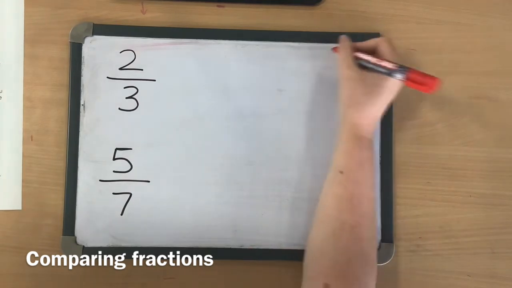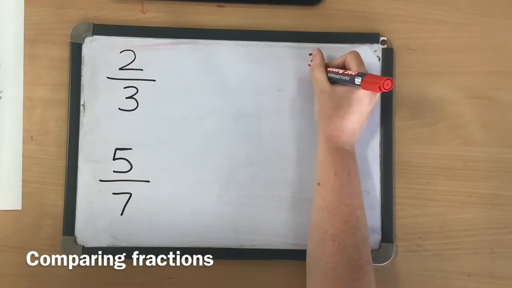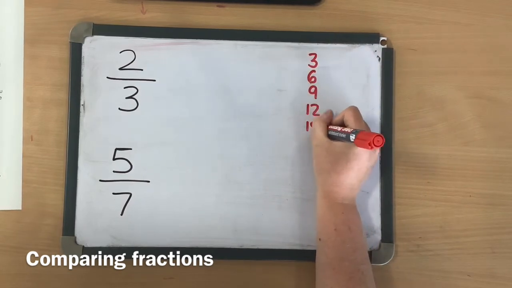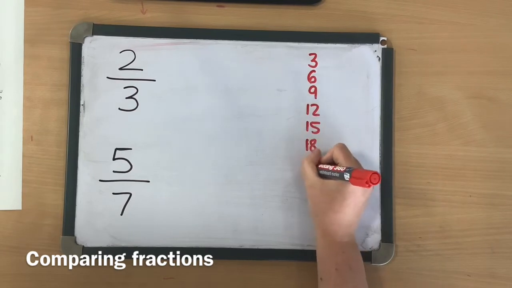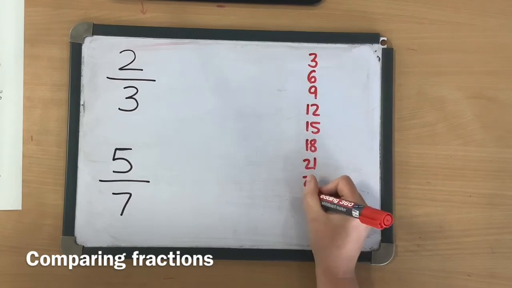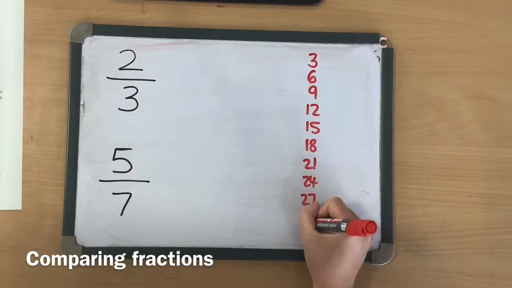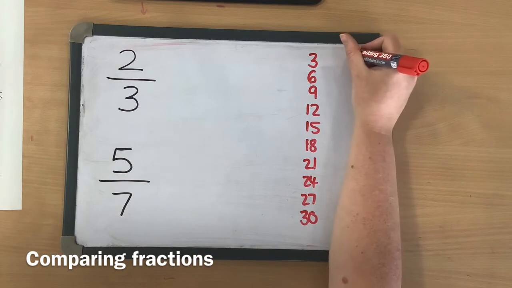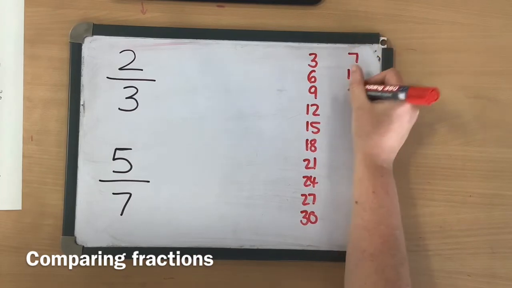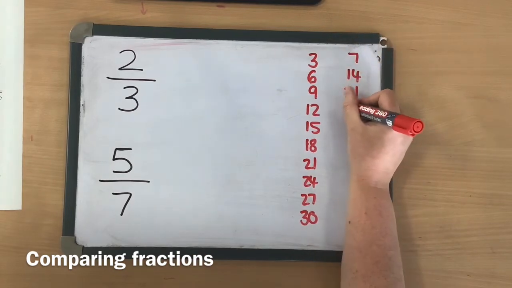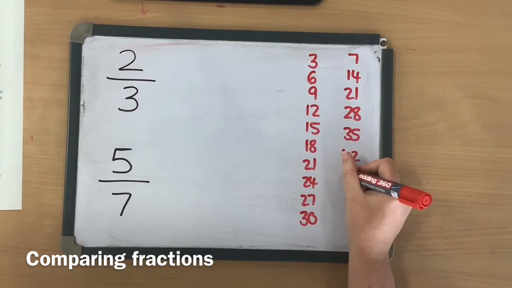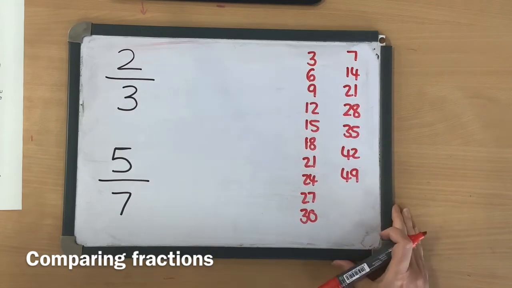So multiples of 3: 3, 6, 9, 12, 15, 18, 21, 24, 27, 30. Just going to stop there. And then I need to find the multiples of 7. So I'm going to write out my 7s: 7, 14, 21, 28, 35, 42, 49. I'm going to stop there.